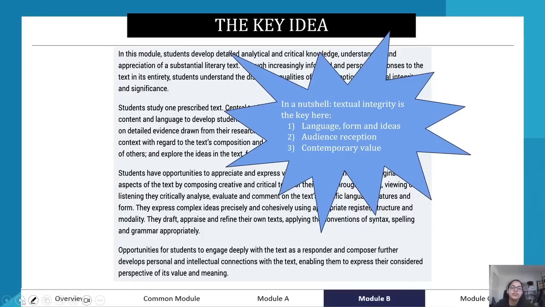Alrighty, so there are 3 key ideas here. The first one is looking at language, form, and ideas. The second thing you want to look at is the audience reception of the text. And by audience reception, we mean how did the contextual and contemporary audiences receive the text, and finally, what is the contemporary value of the text? Why are we still studying it? So let's have a look now.